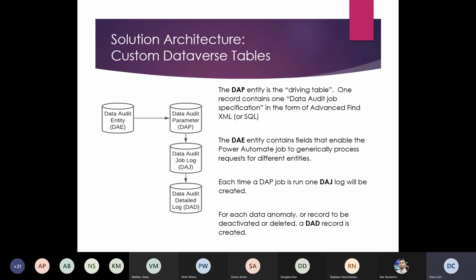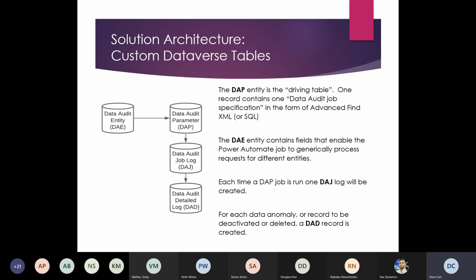So we built out four different custom Dataverse tables to help manage the process. You're going to hear me refer to DAP fairly often in this presentation. That stands for Data Audit Parameter. This is a table we've built that's basically a driving table for this Power Automate job. Each record in the DAP table contains one data anomaly job we want to run, and it contains one advanced find query.